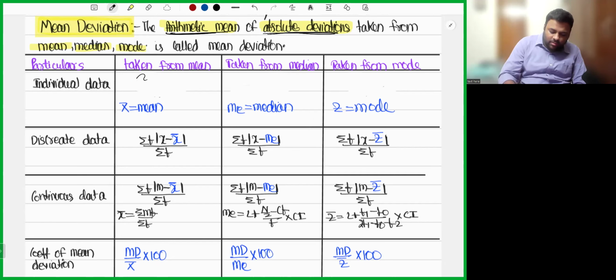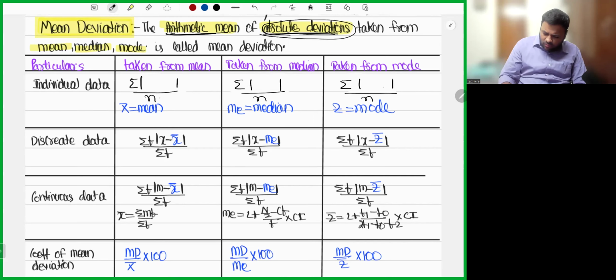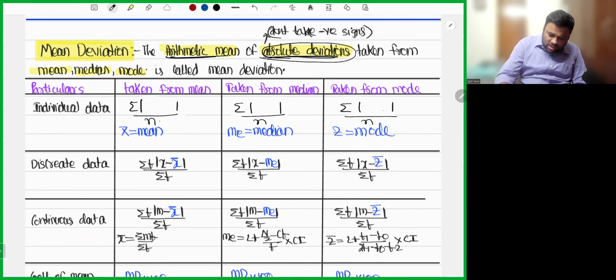How will you get arithmetic mean? Sum of observations by number of observations. He's telling arithmetic mean of what? Absolute deviations. Do you remember yesterday I told you about absolute deviations? What do you mean by absolute deviations? Don't take a negative sign. If you don't take the negative sign, that is called absolute deviation.